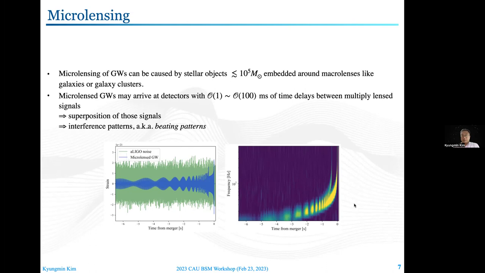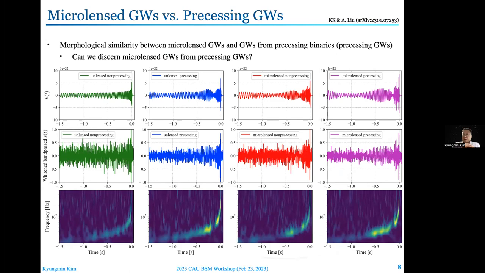But many people already know that if the binary system precesses, due to misalignment between the spin angular momentum and the orbital angular momentum, then that kind of precessing binary system can produce oscillating or modulating waveforms, as shown in the second top panel. And when we simulated the microlensed signal, the third top panel here, those two signals look similar to each other. So this morphological similarity between the microlensed gravitational wave and the gravitational wave from precessing binaries raises a fundamental question.